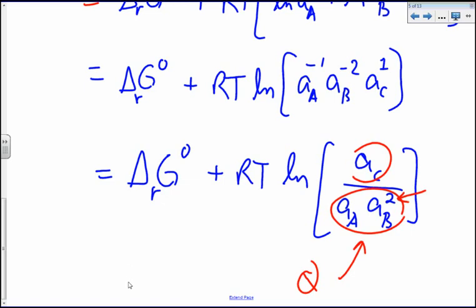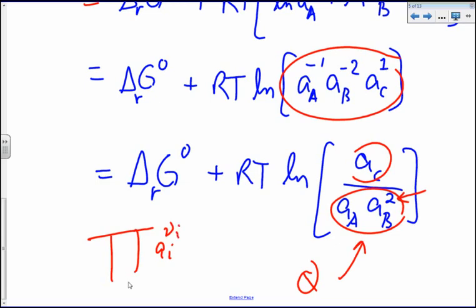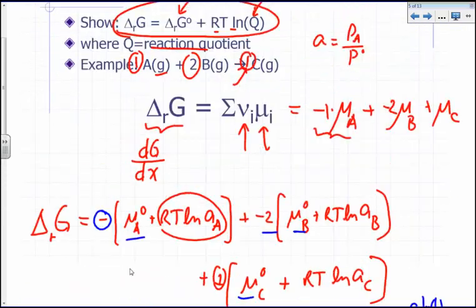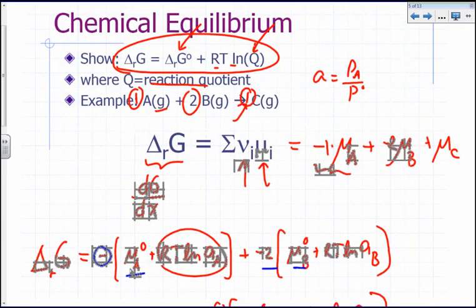By the way, you may see this expression written as a product of activities of i raised to the power nu sub i. Product over all the possible species of the activity of each species raised to its stoichiometric coefficient. So reactants will be raised to a negative power, and products will be raised to a positive power. That's another way of writing that expression. So that's your Q. So that's where that expression comes from.